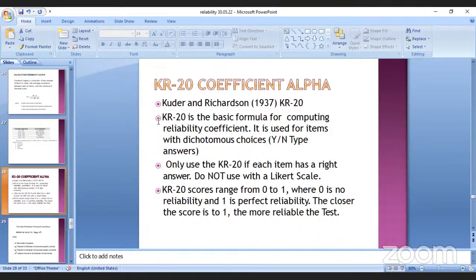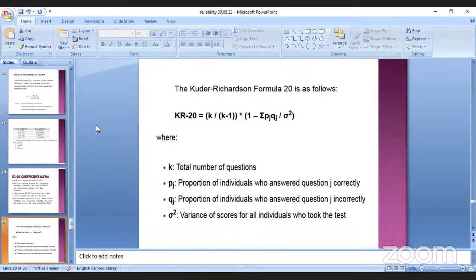This was developed by these two scientists in 1937. They came up with a series of experiments and formulas, and finally this particular formula is used for measuring internal consistency when the answers or items are dichotomous in nature. So again, here K is the total number of questions. J is a particular item, question J. P is the proportion of individuals who answered question J correctly. Q is the proportion of individuals who answered question J incorrectly. And this sigma is the variance of scores for all individuals who took the test.